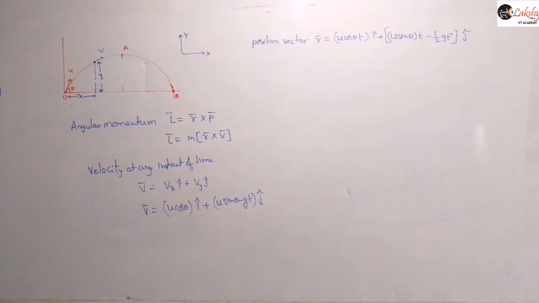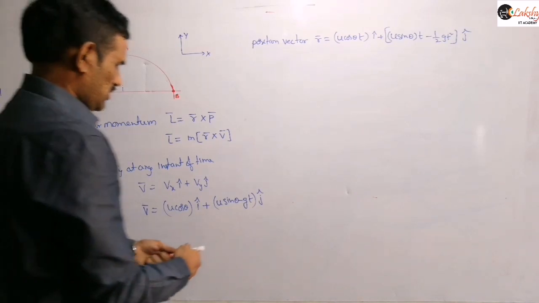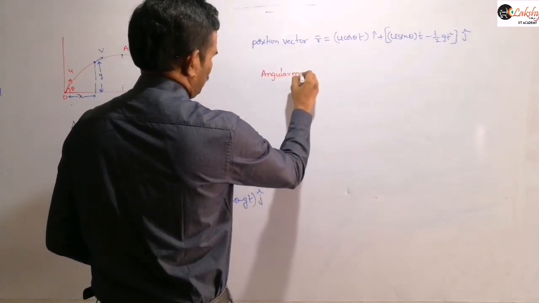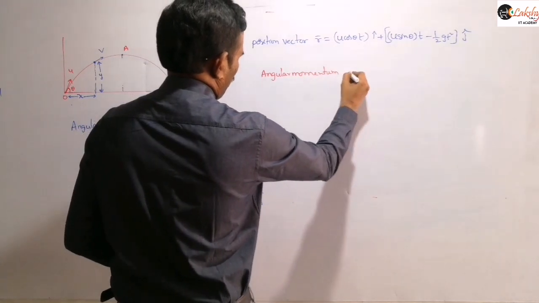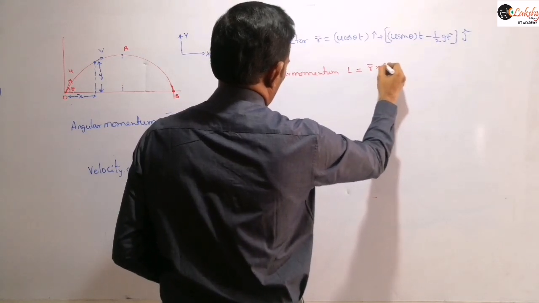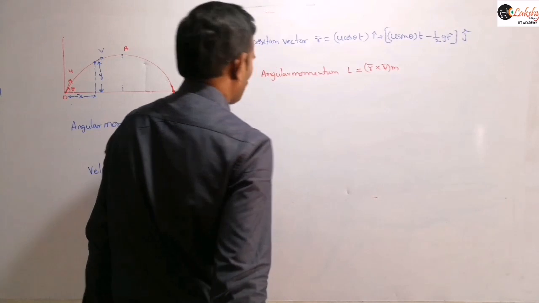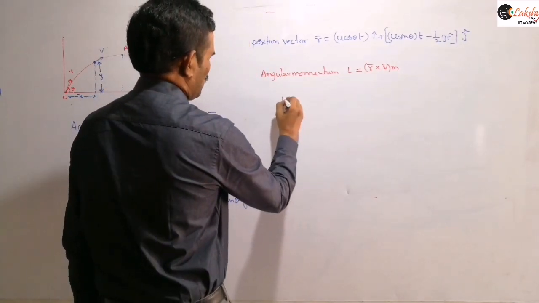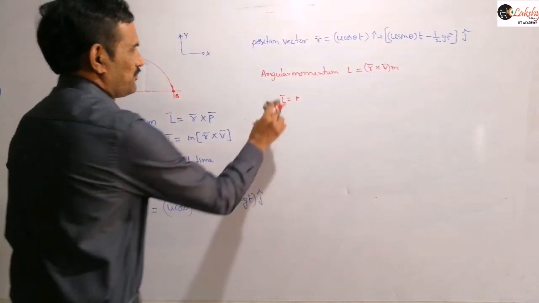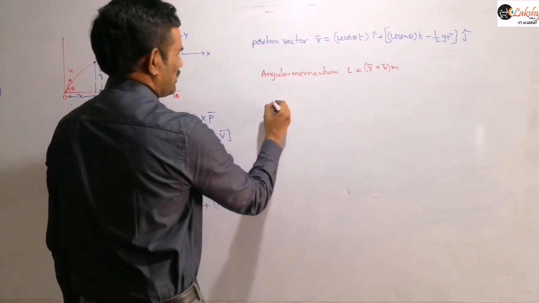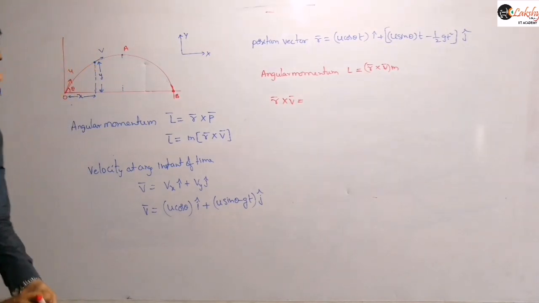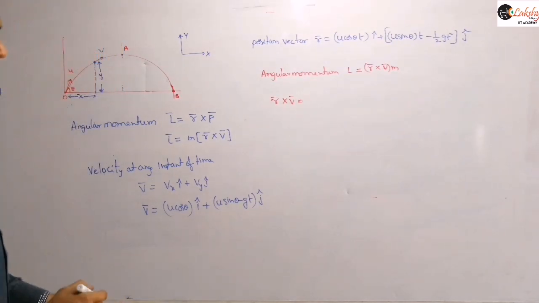And now for angular momentum we need to write our cross product formula. Therefore this angular momentum L bar is equal to R bar cross V bar into M. M you may write first or last. So first I am calculating the R bar cross V bar value, and after getting that you can multiply with that M. So now our calculation will be like this.